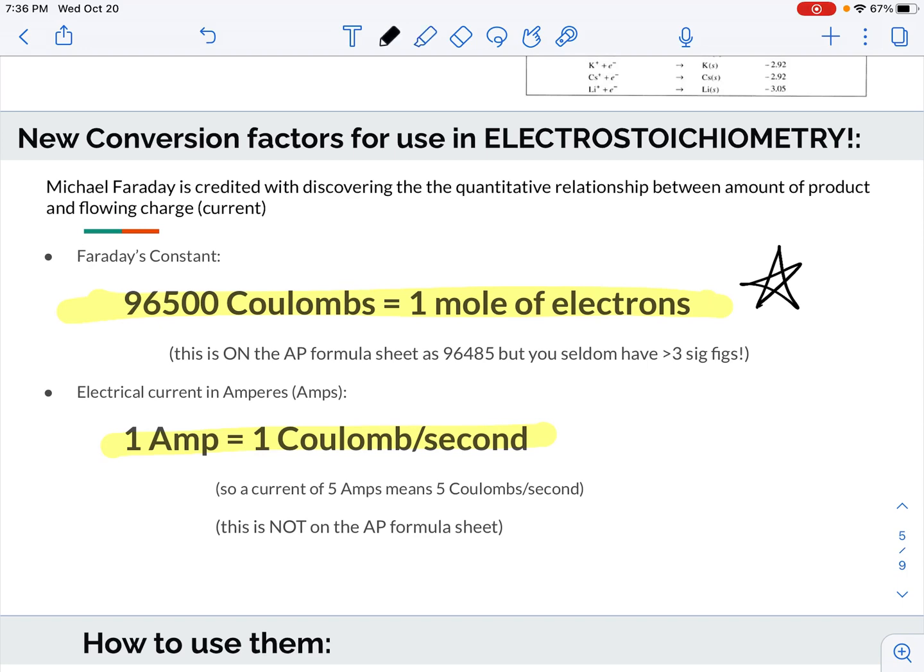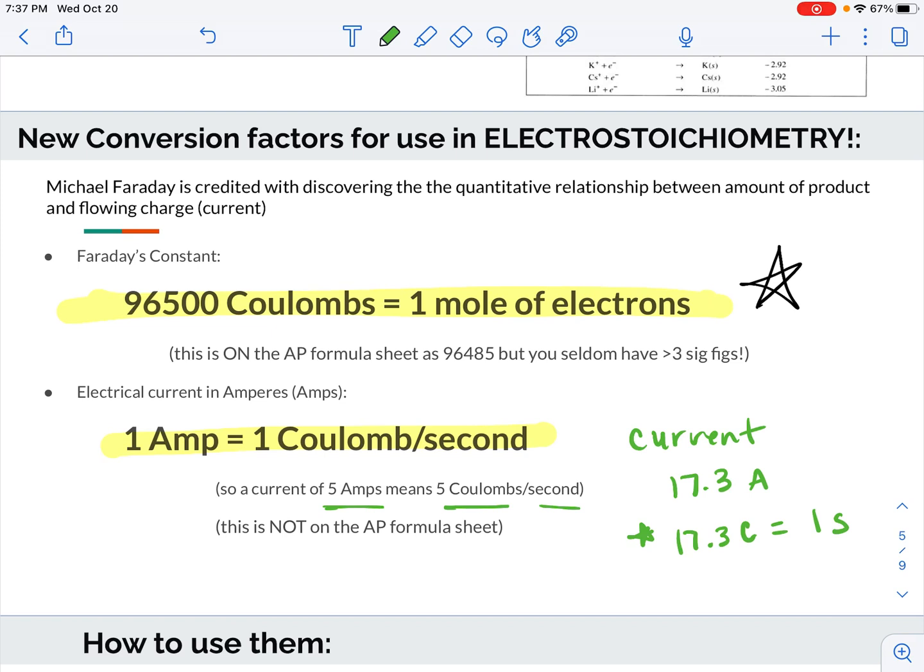So notice that if I have a current that's not 1 amp, let's say, 5 amps, that means it's 5 coulombs per second. So if you had a current of 17.3 amps, then this would be the same conversion factor as 17.3 coulombs equals 1 second. So you want to really start to think that these are both conversion factors. All right, so you need to memorize the ideas of this and how you use it.